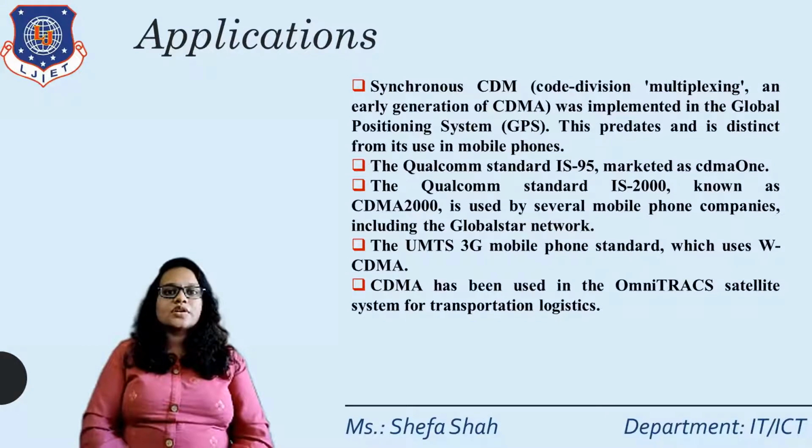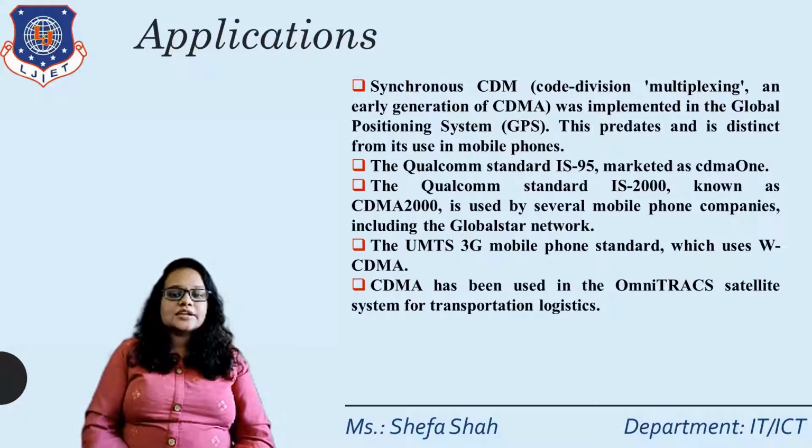And lastly, what are the different applications of CDMA? CDMA is used, first of all, in GPS, the Global Positioning System. Then various standards such as IS-95, that is Qualcomm, marketed as CDMA1, which is used in mobile communication. Similarly, CDMA 2000 is also used by mobile companies. And lastly, it is used for tracking satellites for transportation logistics.